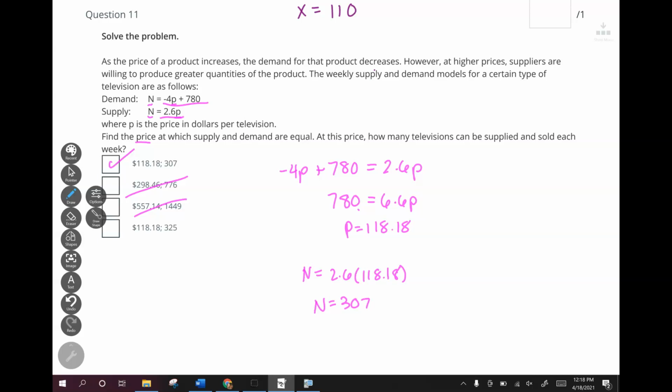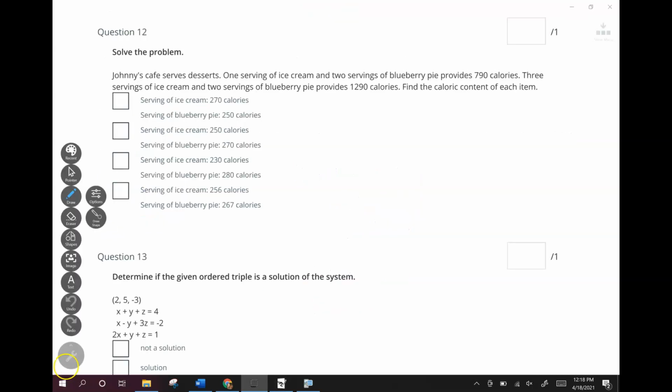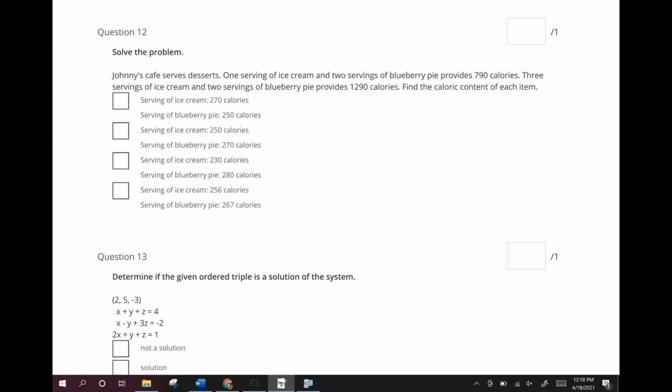There we go. You could plug that 118 back into either equation to get that. Through setting up the equations on number 12, but I'm going to leave those for you to solve on your own. It says 1 serving of ice cream and 2 servings of blueberry pie is 790 calories. 3 servings of ice cream and 2 servings of blueberry pie provide 1,290 calories. Find the caloric content of each item.